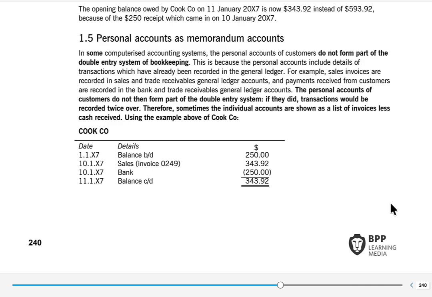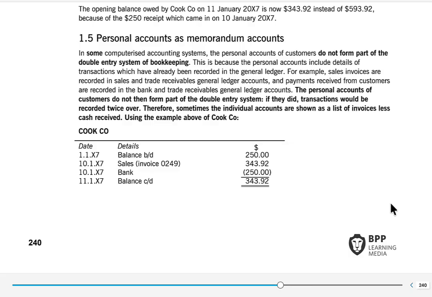Why this happens in computerized systems. The book is describing an integrated system. In an integrated system, when you enter a sales invoice, the system automatically posts the double entry into the general ledger. For example, trade receivables control increases, sales increases, sales tax payable increases if sales tax applies. That is the true double entry.